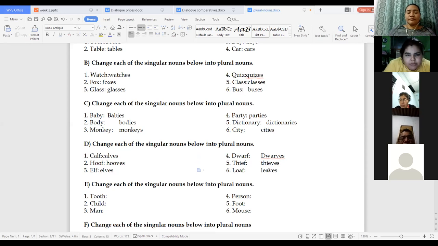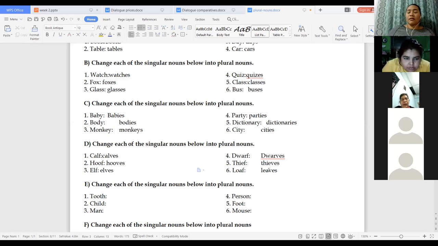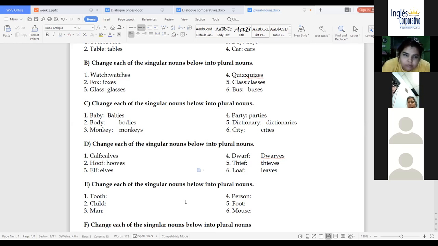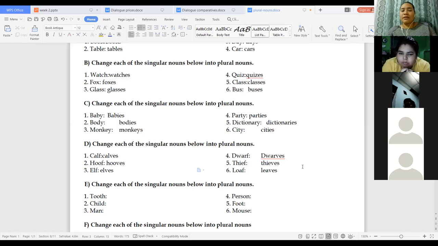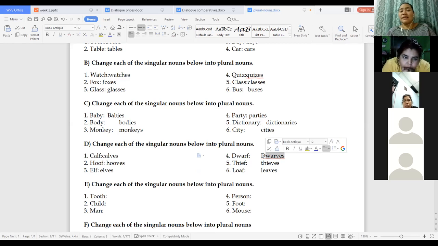What is the pronunciation of number four in singular? Dwarf. Oh, thank you. You're welcome. Thieves. Okay. I have a question. Tell me. What is the meaning of dwarf? This one, the number four? Yes. Enanos. Oh, okay. Thank you. You're welcome.